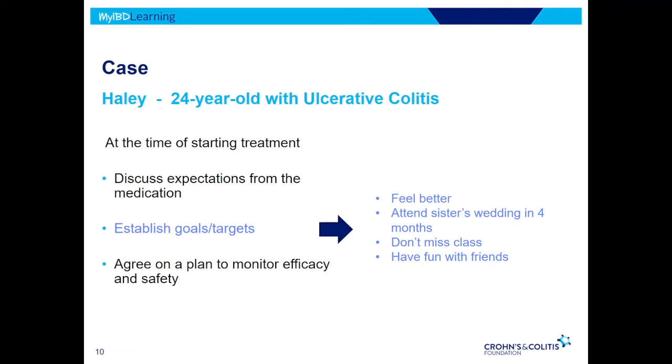And the goals to establish at the time of treatment include, obviously, we want everybody to feel better on treatment. So that means making sure that the symptoms go away, but also important social goals. For example, she wants to attend her sister's wedding, and we have a timeline to work on to make sure that she's able to do that, and not to miss class and have fun with her friends like everybody else, so that there's minimal or no impact on her quality of life.